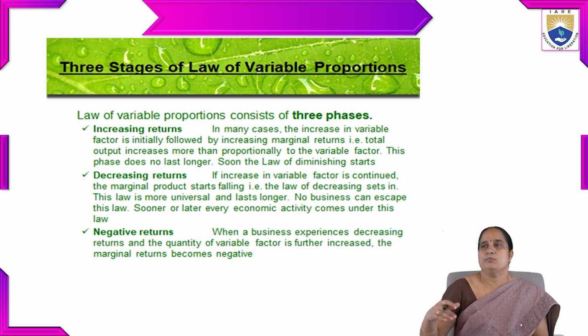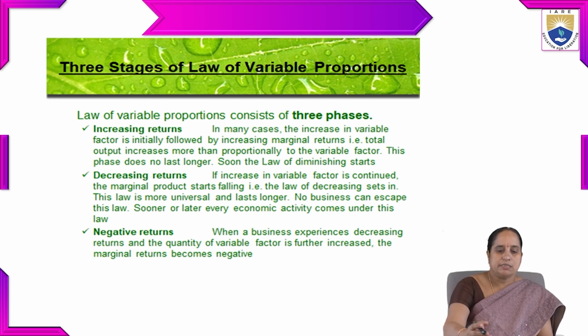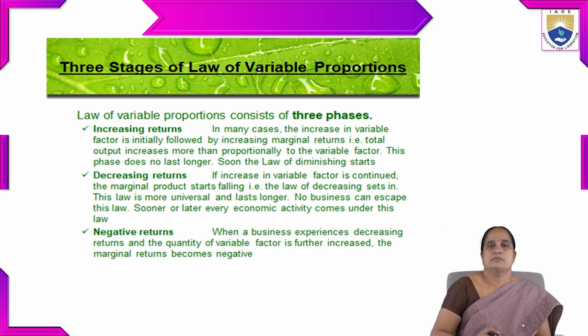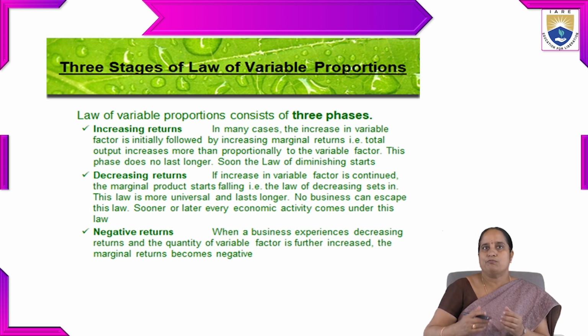Soon, the law of diminishing returns starts. Then the second phase is decreasing returns. If the increase in the variable factor is continued, the marginal products start falling. That is, the law of decreasing returns sets in, and this law is more universal and lasts longer. No business can escape this law. Whatever may be the type of business, we can find this law. Sooner or later, every economic activity comes under this law.